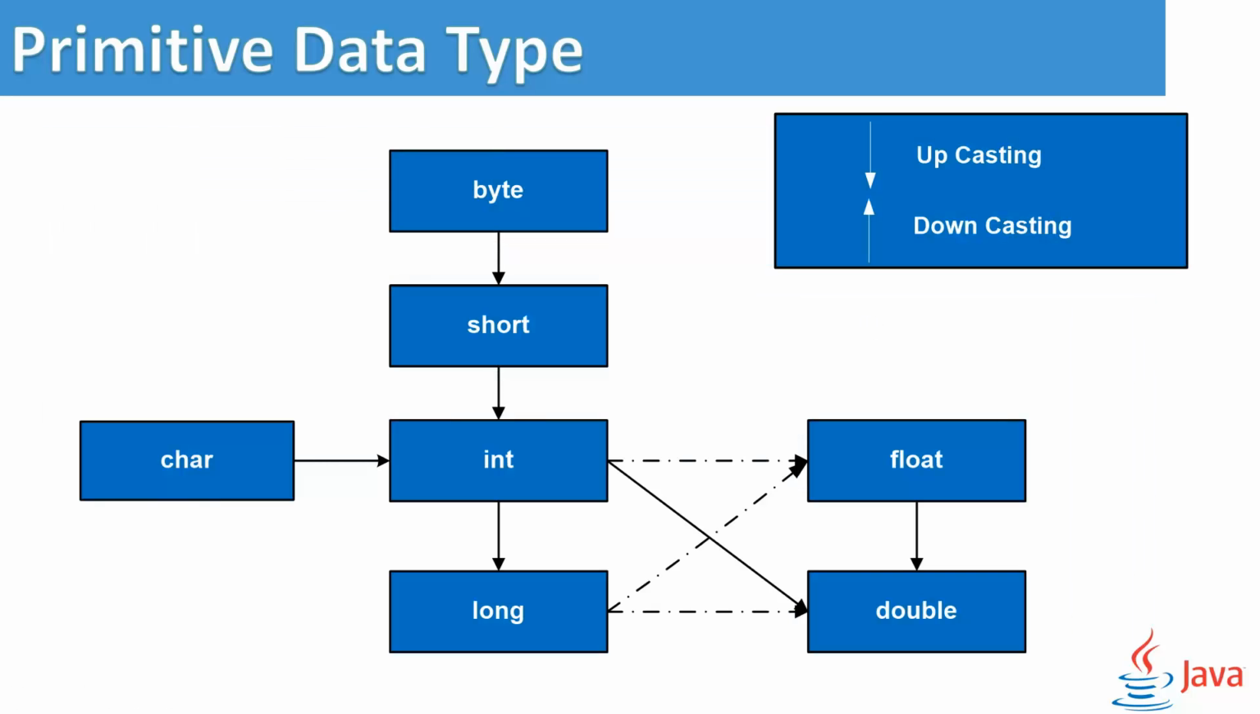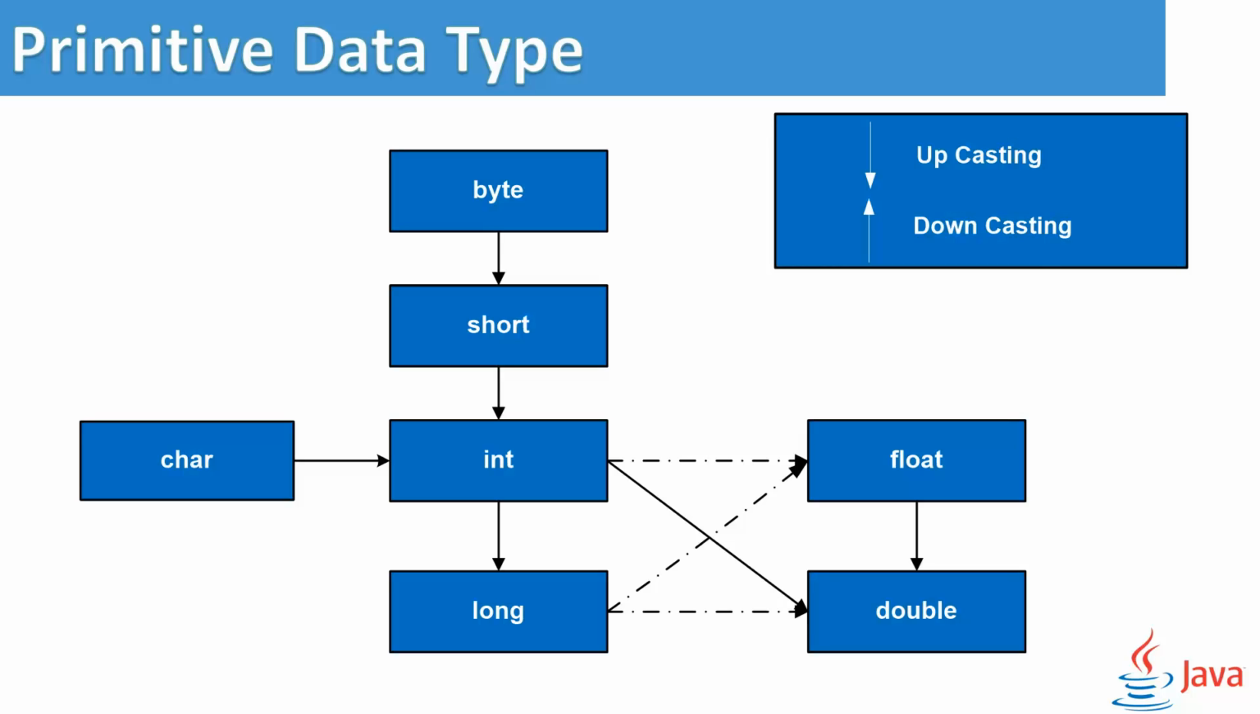Here we will understand typecasting. When we assign any primitive value into another primitive type, it is known as typecasting. Whenever we do typecasting, the value changes. Casting can be classified into two ways: upcasting and downcasting.